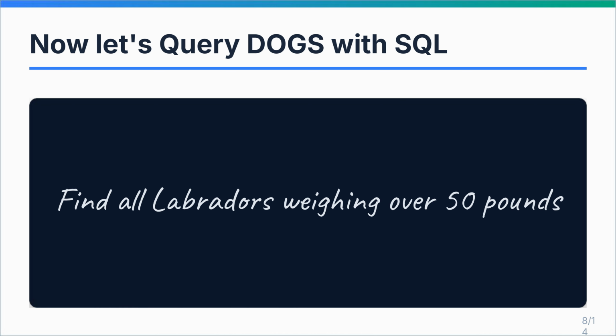Now we're switching tables, literally. So far, we've been querying customers. But SQL works the same way no matter what table you choose. This time, we're looking at our dogs data. And the question we're trying to answer is super straightforward. Find all Labradors weighing over 50 pounds. So just like before, we'll turn this English question into a structured SQL query, step by step.